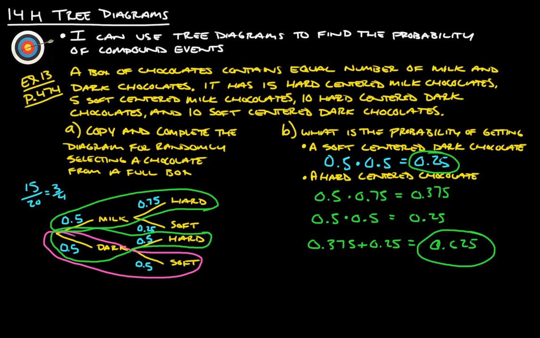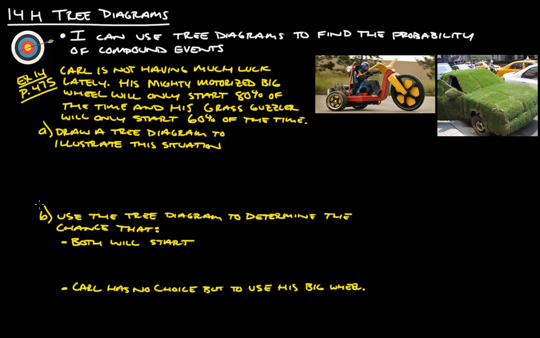Let's take a look at another example. Carl's not having much luck lately. His mighty motorized big wheel will only start 80% of the time, and his grass guzzler will only start 60% of the time. Draw a tree diagram to illustrate this situation. Kind of like what we had on the last one, except it doesn't start anything for us. We just have to draw it ourselves.